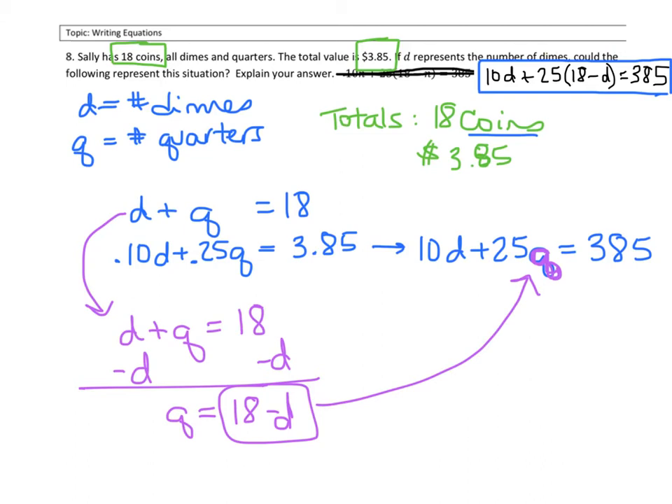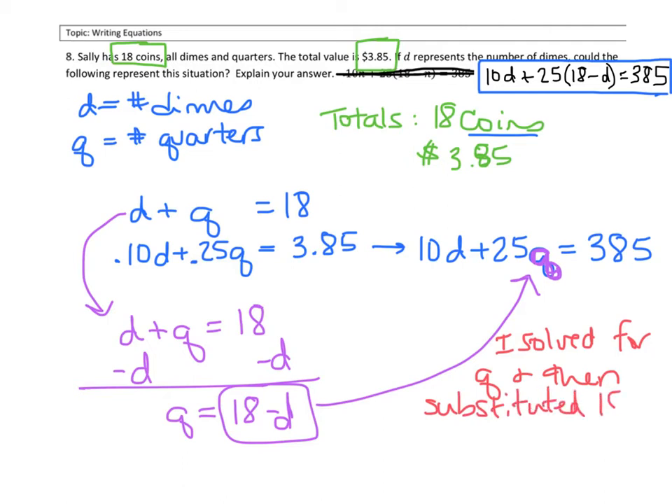Absolutely. But notice that they use that word explain. They say explain your answer. Okay, so you might want to say the words, I solved for Q and then substituted 18 minus D in for Q. Okay, that's explaining how this equation here matches what you're doing. All right, so you have your mathematical explanation, but I also wrote down just a verbal explanation.